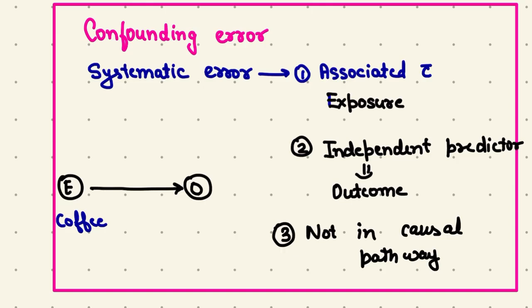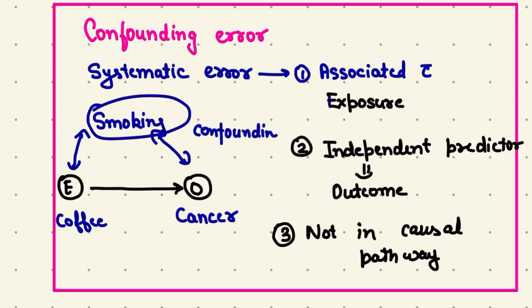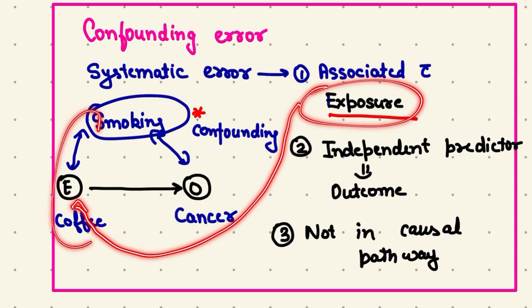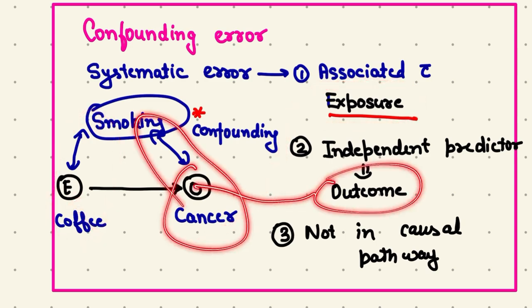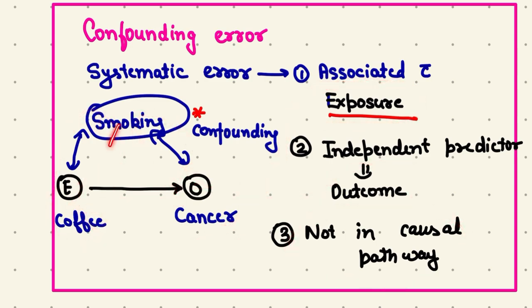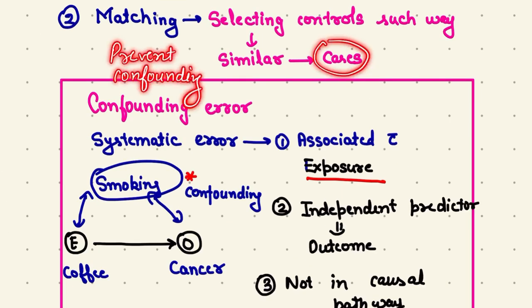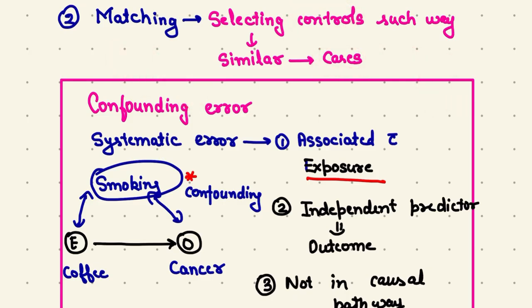For example, if exposure is coffee and outcome is we are seeing a cancer, then confounding can be smoking. Smoking is the confounding. It is associated with exposure. That is, smoking is associated with coffee and it is independent predictor of cancer, but not in the causal pathway. Smoking causal pathway में नहीं है. तो matching prevent करता है confounding को. So cases and controls should be matched so that age, sex, etc. confounding ना बने.